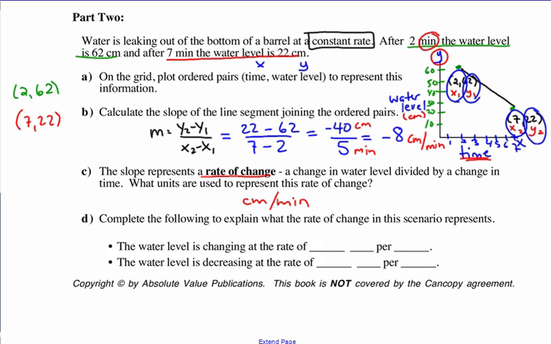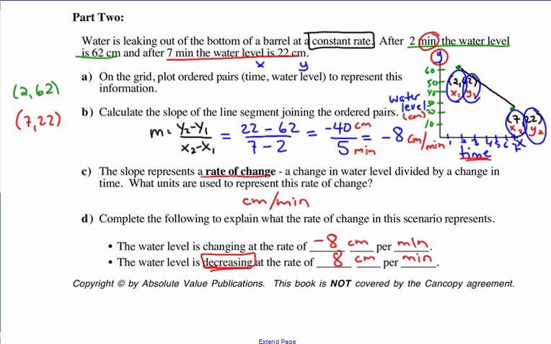The water level is changing at a rate of negative 8 centimeters per minute, and the water level is decreasing at. So if we use decreasing, we don't have to put that negative in. 8 centimeters per minute. Okay, so there you go. So that's our rate of change here, the same as our slope. If you use words like decreasing, that takes away the negative. If we're just talking about the rate of change, then we put in the negative.